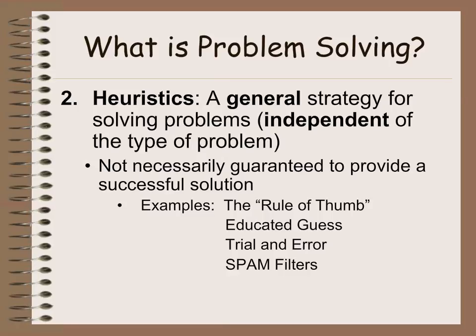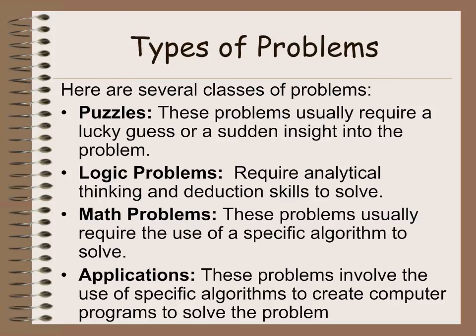Unfortunately, they don't always work, and important emails may sometimes be identified incorrectly as junk, or unwanted emails may still appear in your inbox. Problems can be broken down into several different categories or types. The first category of problem is called a puzzle. A puzzle usually requires a lucky guess or a sudden insight into the problem in order for you to find the solution. And once you understand what the solution is, it's impossible for you to see it as a problem again.